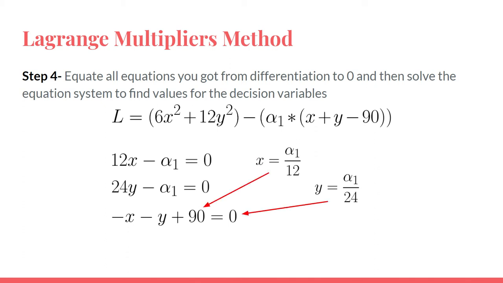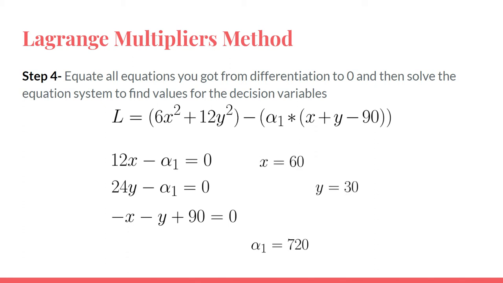We will then apply these two values of x and y to our third equation. By doing this, we have that minus 3 alpha 1 over 24 plus 90 is equal to 0. By solving this equation, we have that alpha 1 is equal to 720. If we apply this value of alpha 1 to the equations of x and y that we found earlier, we have that x is equal to 60 and y is equal to 30.